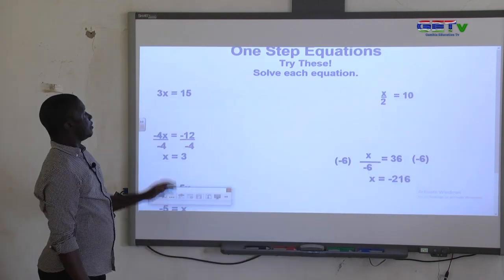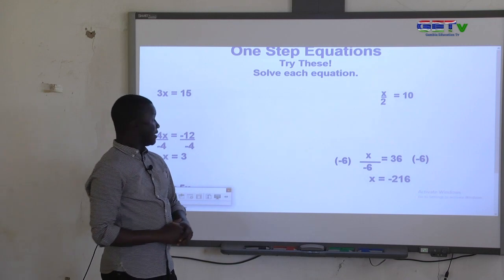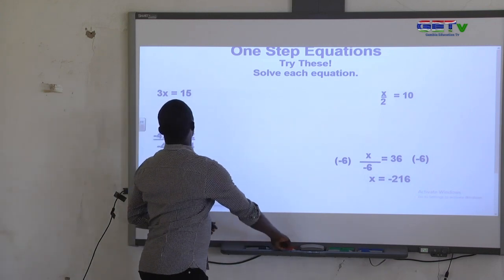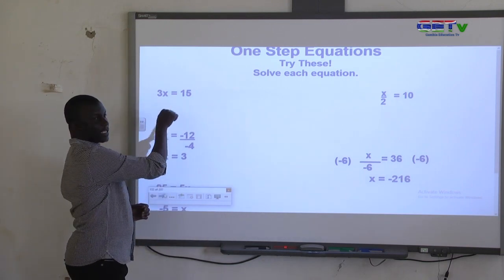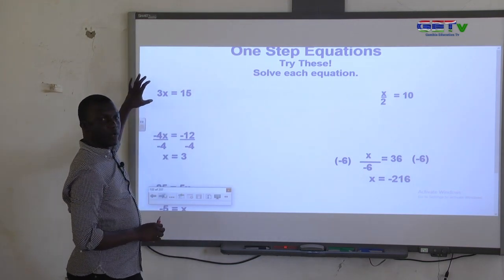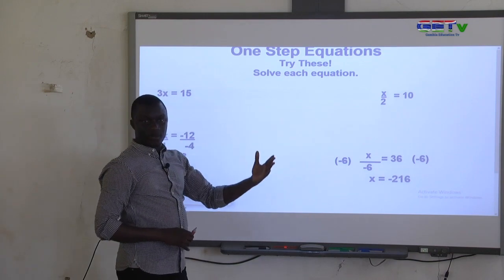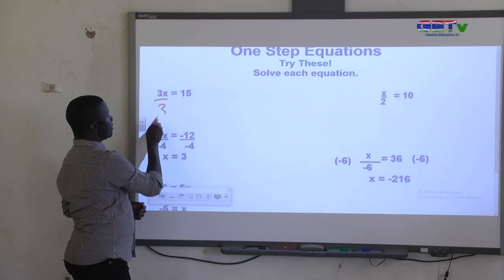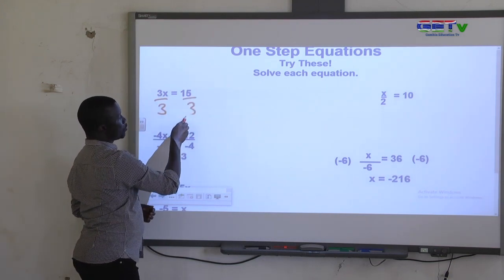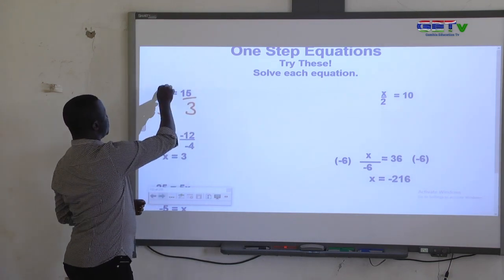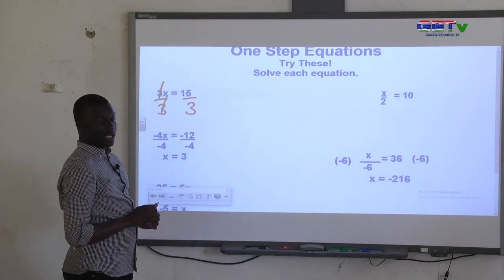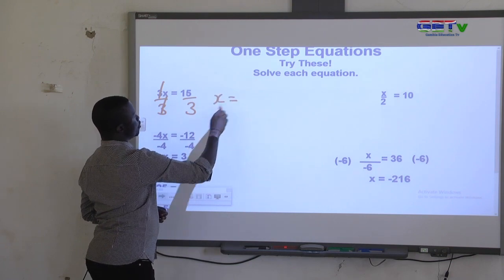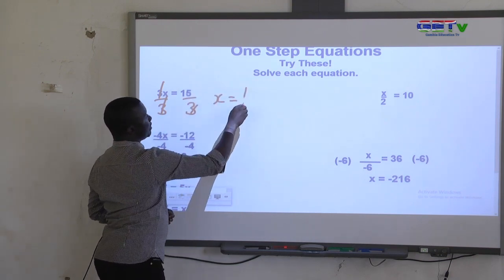We have 3x equals 15. As we said before, 3x means 3 times x. So the operation here is a multiplication, and the inverse of multiplication is division. So all we need to do is divide here by 3 and divide this side also by 3. So 3 cancels 3, 3 will undo 3 here, and then our x will be equal to 3 goes into 15, 5.